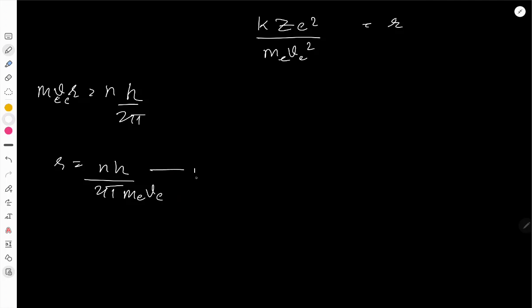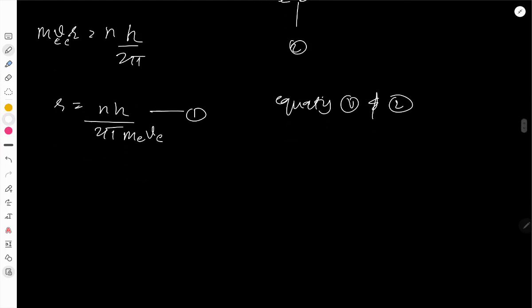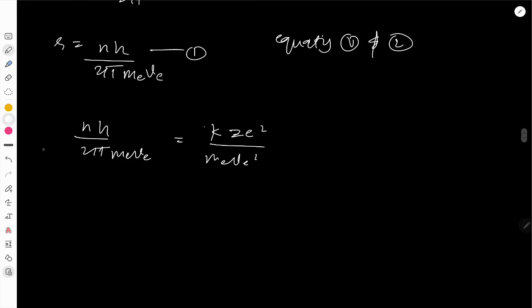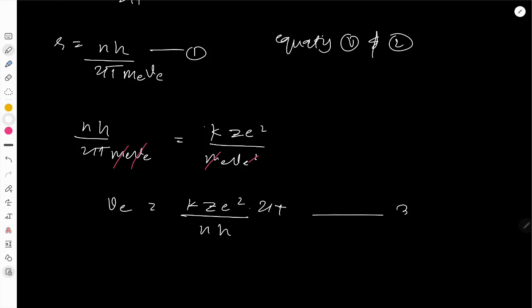m Ve. Now equating 1 with 2, we get n h upon 2 pi m Ve equals K Z E square upon m Ve square. Now m Ve cuts, so only one Ve remains. So Ve equals K Z E square into 2 pi upon n h. This is equation 3.